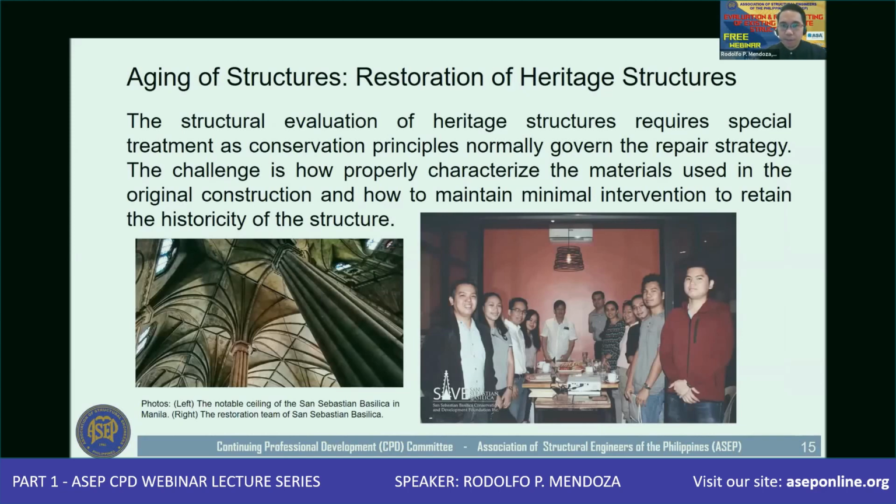Now, aging of structures also includes the structural evaluation and restoration of historic landmarks. Now, the structural evaluation of heritage structures requires special treatment, as conservation principles normally govern the repair strategy. The challenge in doing an evaluation on heritage structures is how to properly characterize the materials used in the original construction, and basically how to maintain the intervention at a minimum in order to retain the historicity of the structure.